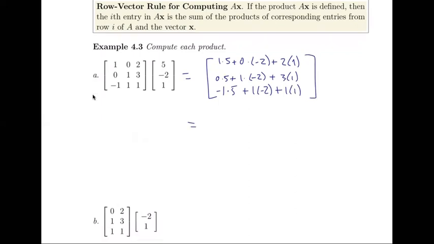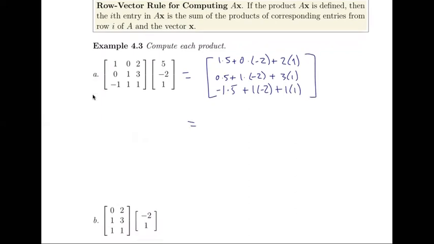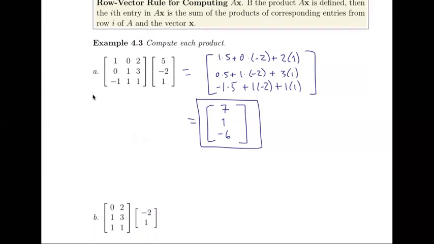And the result of this is just to carry out these products and sums. We have 5 plus 0 plus 2 is 7. We'll have 0 minus 2 plus 3, so -2 and 3 is 1. And then -5, -2 is -7, plus 1 is -6. We arrive at this vector. Now the question is, how did we know that we should arrive at a 3x1, 3 rows, 1 column matrix, i.e. a 3-tuple or a 3-dimensional vector?